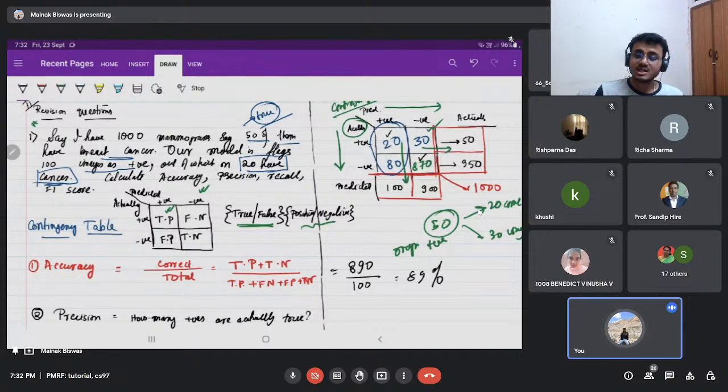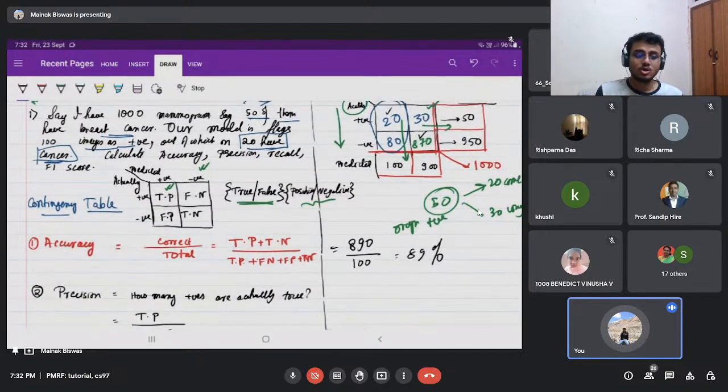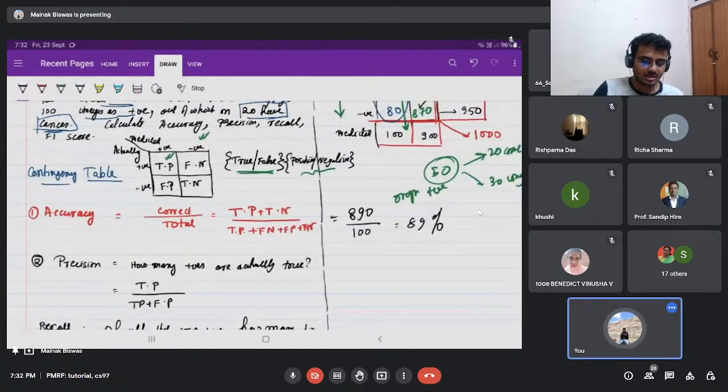What is the precision? Precision is the number of times you say an example is positive that actually turns out to be positive. So it's true positive divided by true positive plus false positive. Just remember this anecdote: you throw a dart at a dartboard. How many times are you hitting the same particular spot? That is your precision. You may not hit the perfect spot, but how close are you to that particular spot? That is known as precision.